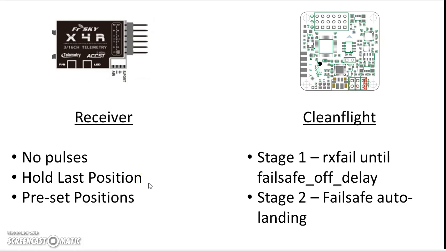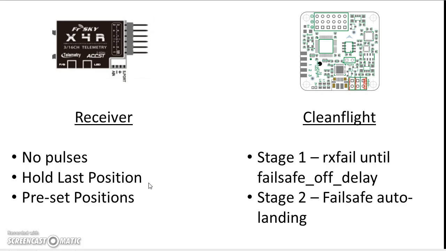Hold last position, I think, is the most dangerous of these three options. For example, if you're throttled up and you go into failsafe and have hold last position active, you'll stay at the throttle level you were at. And for a fixed wing, that's bad, but it's not maybe the worst thing ever.